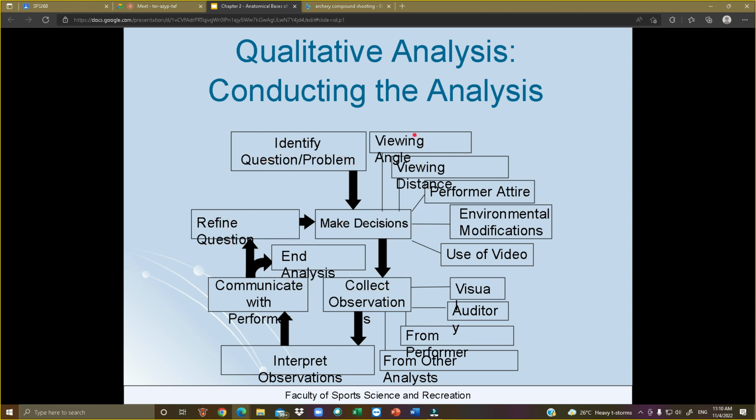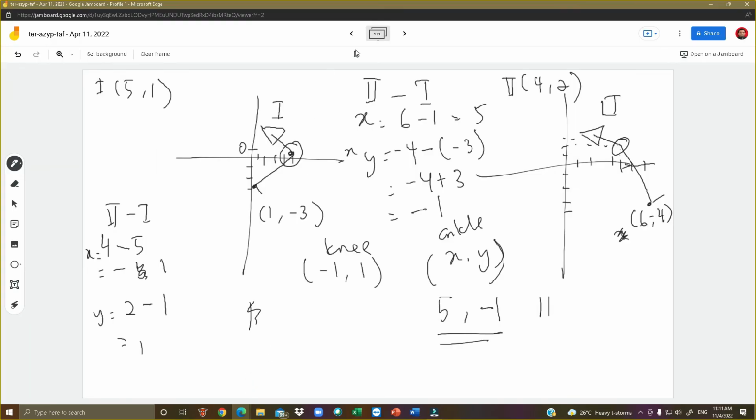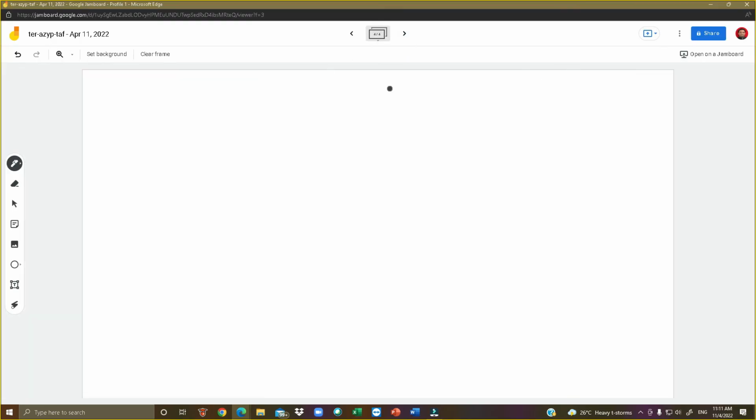When you use video, there are several questions. Viewing angle and viewing distance need to be appropriate, based on the movement. To watch an archer shooting, putting the camera at the back gives you very little. Go for a side view. The angle needs to be correct, if possible, because some fields do not make it possible.